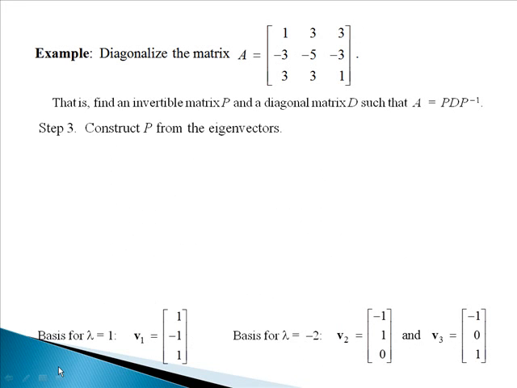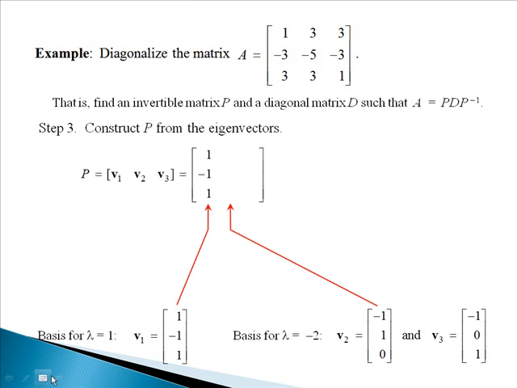So step 3 is to construct P from the eigenvectors. And so you'll notice down here at the bottom that I've listed those, and we've called them B1, B2, and B3. Those were the eigenvectors that we just found. So our matrix P is going to be made up of those 3 eigenvectors. So we simply list those. The first one is column 1, and the second 2 are column 2 and 3.